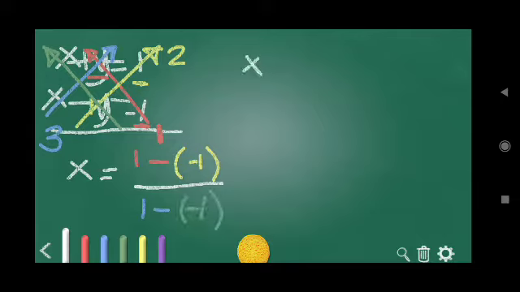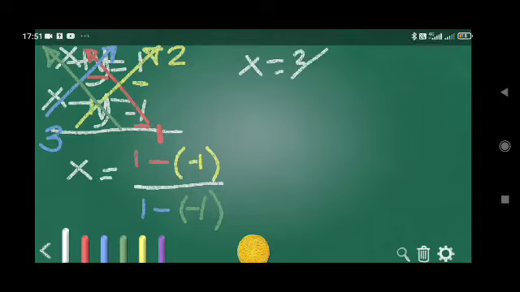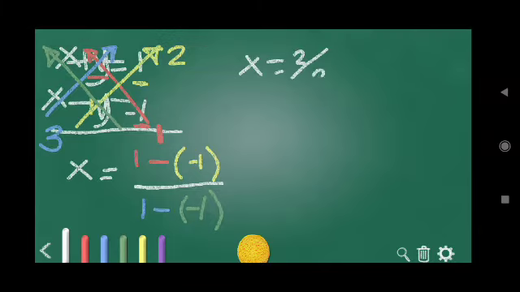So you can now solve for x. That gives you 1 minus negative 1, that's 2. And then 1 times negative 1 is negative 1, and 1 plus 1 gives you 2. That gives you a value of x which is equal to 1.